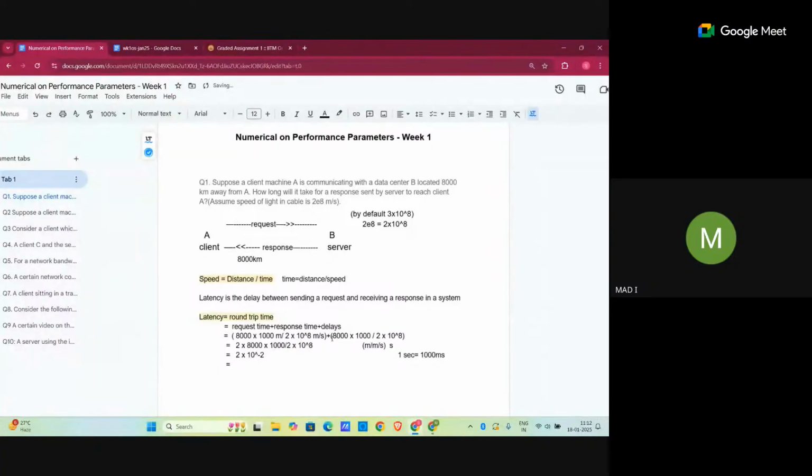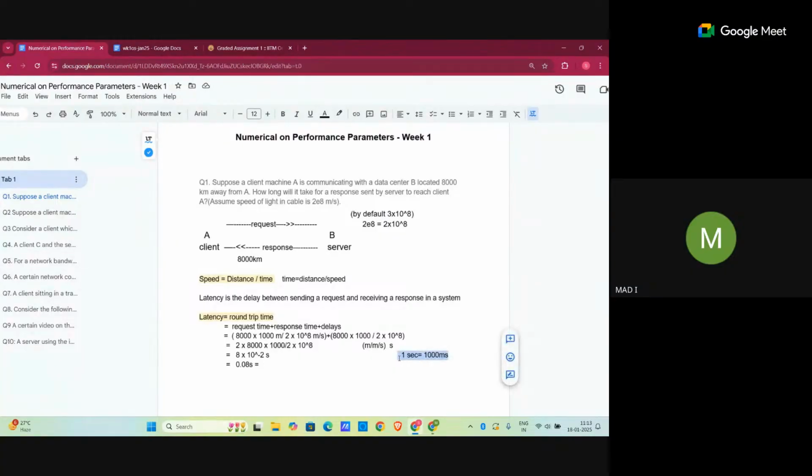As I said, this was in meters and this was in meters per second, so the final answer will be in seconds. It is a general convention that as the time is very small, we calculate it in milliseconds. So 8 into 10 to the power minus 2, this 2 gets cancelled, equals 0.08 seconds. Now this answer is in seconds, and 1 second is equal to 1000 milliseconds.